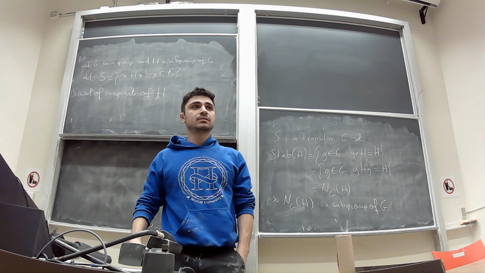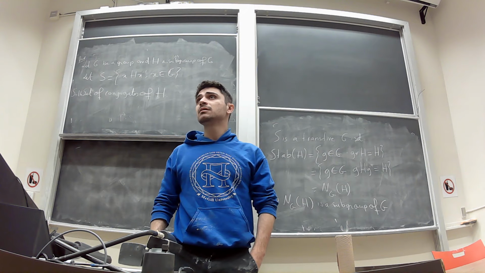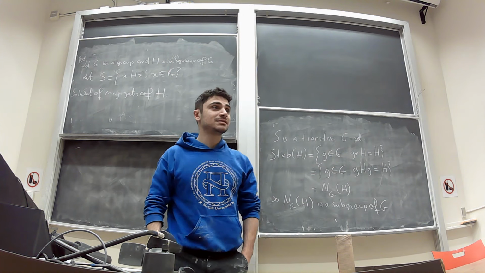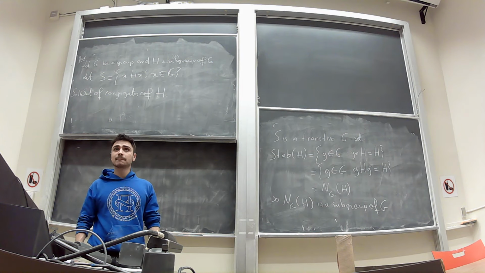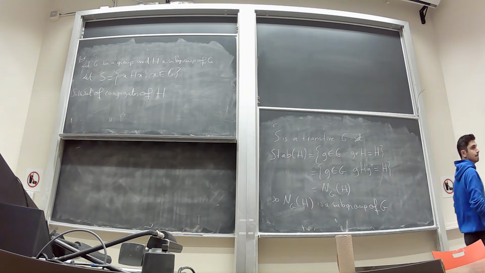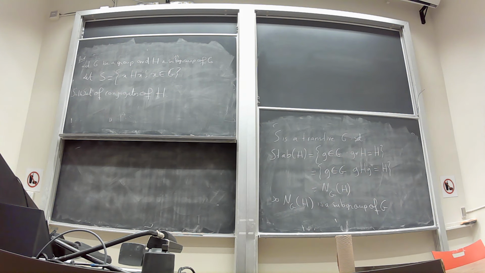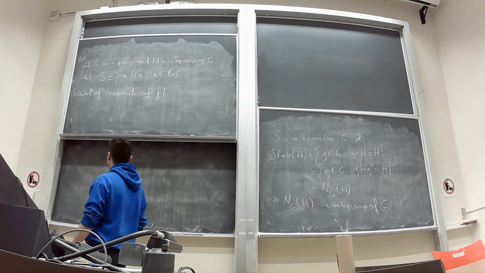Are we good here? So far so good. Yeah? Are we following? It's a bit fast? Okay. Any questions on this? Ask. Transitive means you have only one orbit, which is the whole set. Are we good? Is it clear? Okay. So N_G(H) is a subgroup of G.